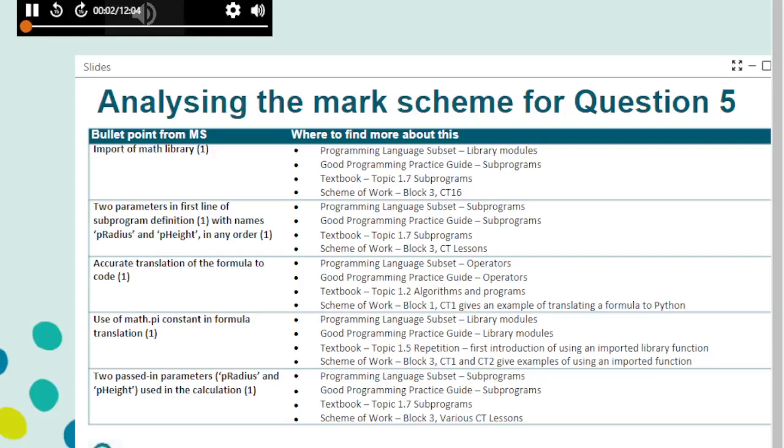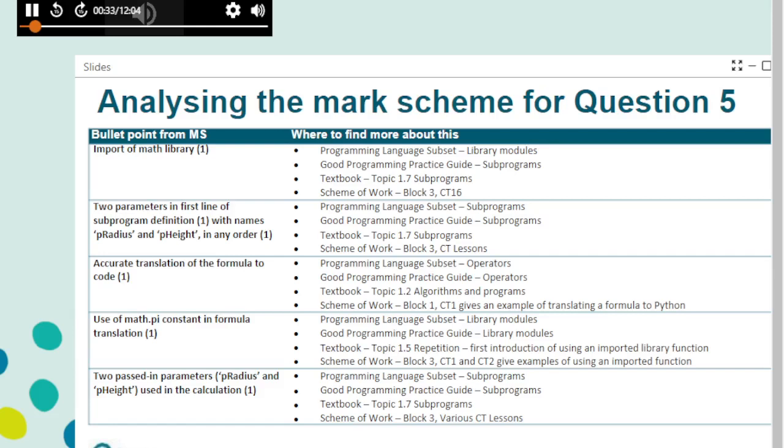Question 5 and the mark scheme can be bullet pointed into 11 tasks. They are: 1. Import of the maths library. 2. Two parameters in the first line of the subprogram definition with the names p-radius and p-height in any order. 3. Accurate translation of the formula into code. 4. Use of the pi constant from the maths library in the formula translation.